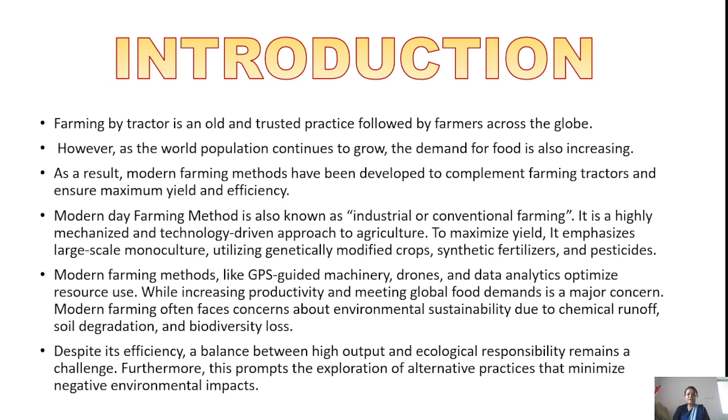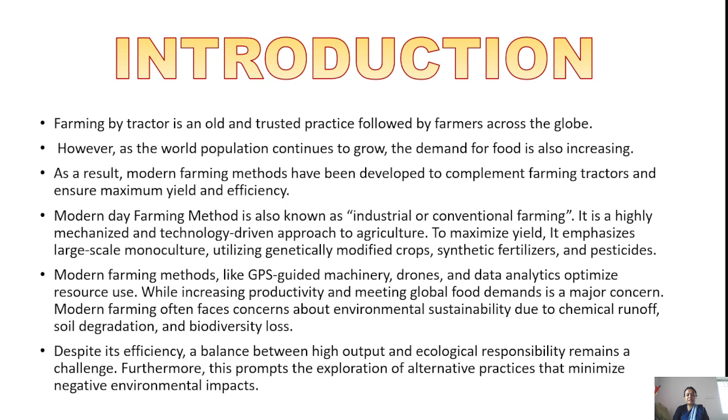Farming by tractor is an old and trusted practice which was followed by the farmers from a very ancient time. However, since the world population continues to grow, the demand for food is also increasing. So there was a need for modern farming methods. These modern farming methods are also known as industrial or conventional farming. It is a highly mechanized and technology-driven approach to agriculture. This helps in maximizing the production as well as reducing the wastage.